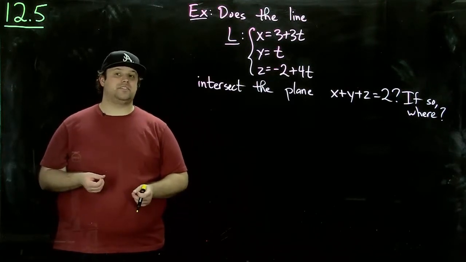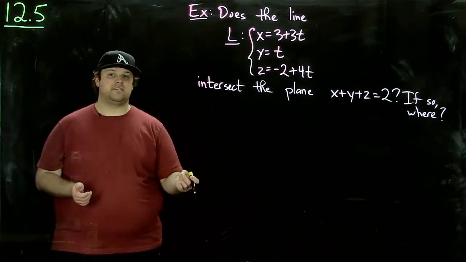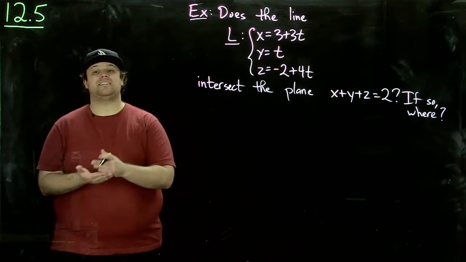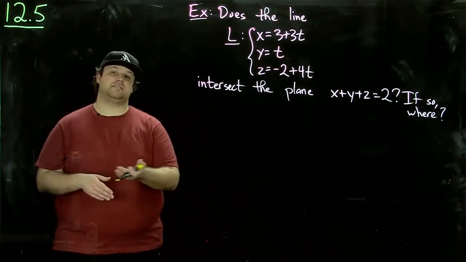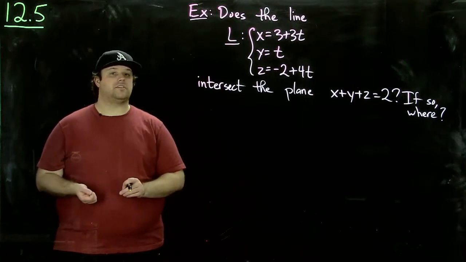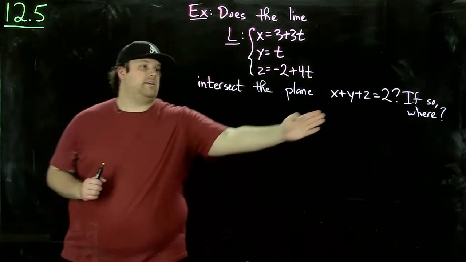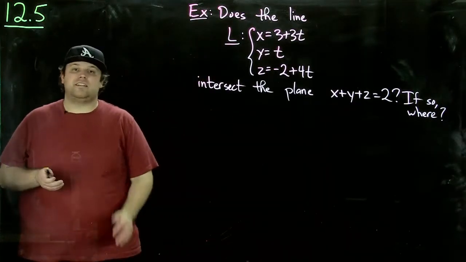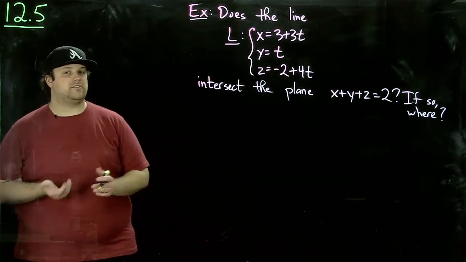This time we actually do only have two choices. Either the plane and the line intersect, or the line is parallel to the plane. There's no third option here. So for this example, here's a line, here's a plane. Let's see, do they intersect? So how do we do this?